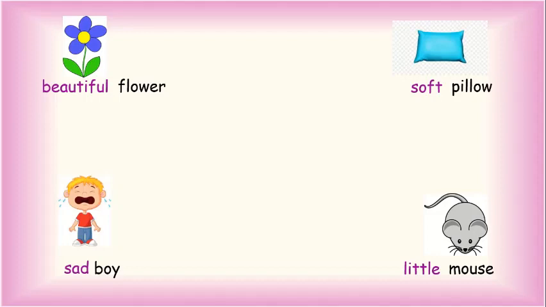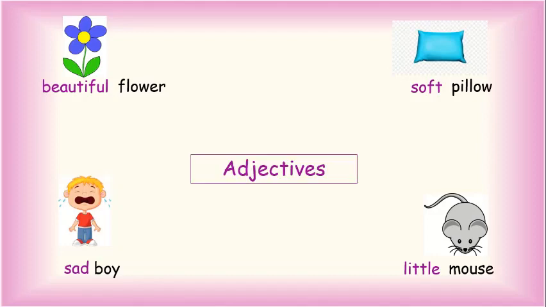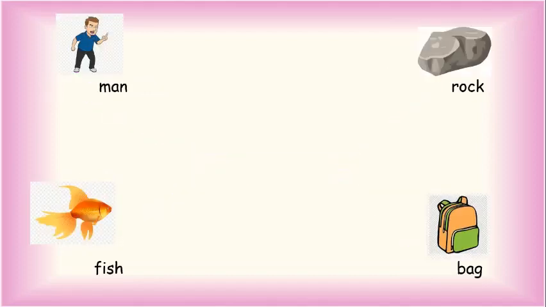So, here flower, pillow, boy and mouse are naming words. And the words beautiful, soft, sad and little describe the nouns. So they are adjectives.